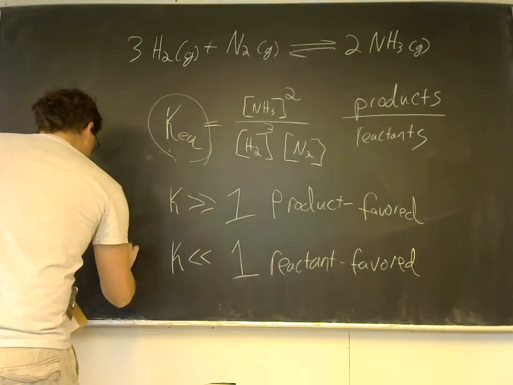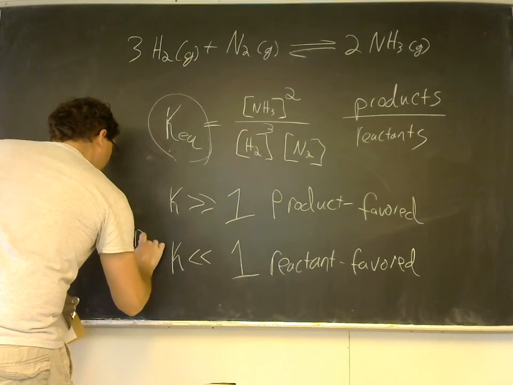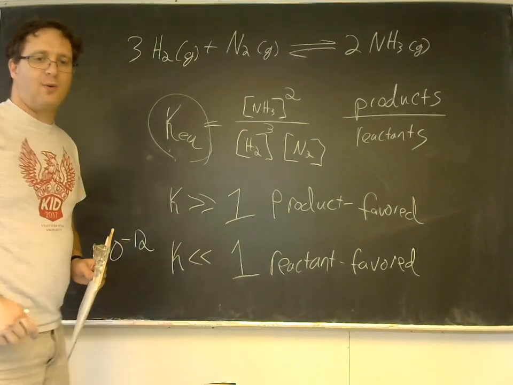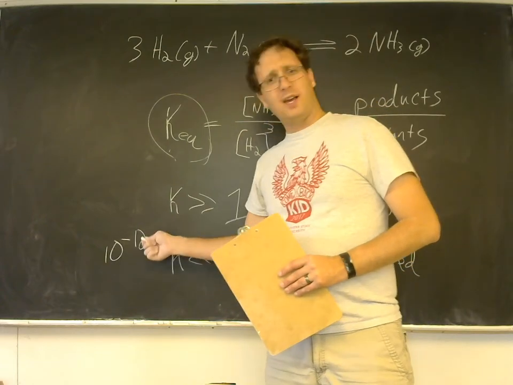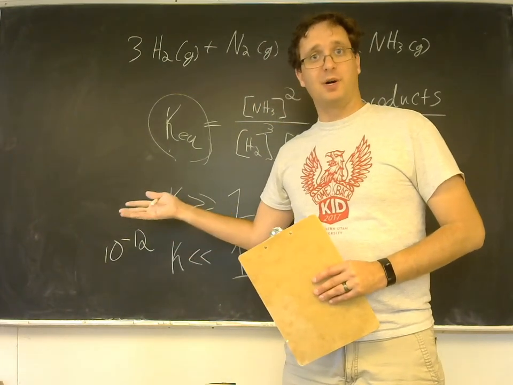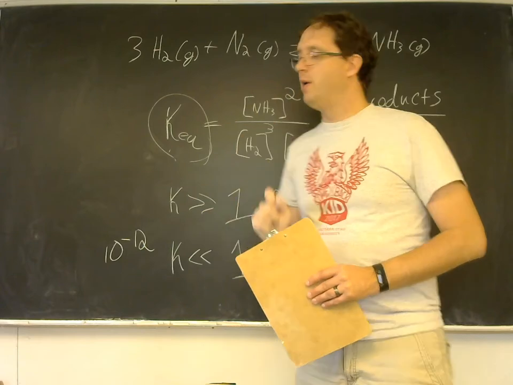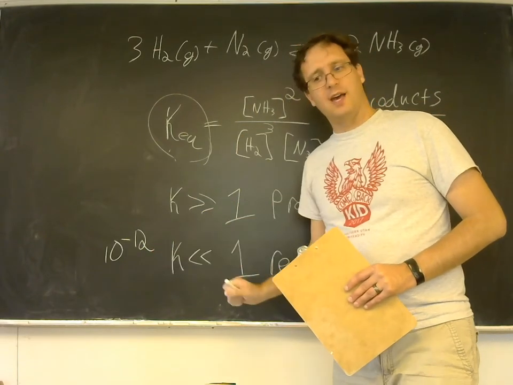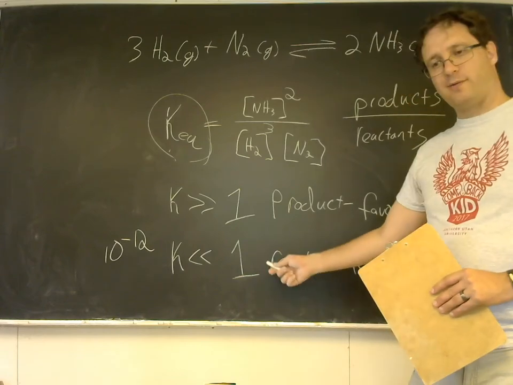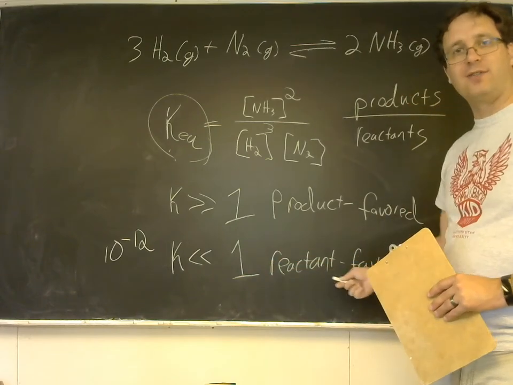Something like 10 to the negative 12th, or 1 trillionth. 10 to the negative 12th is still a positive number. It's just very, very, very, very small. And if K is equal to 10 to the negative 12th, that would be an example of a reaction which is reactant favored.